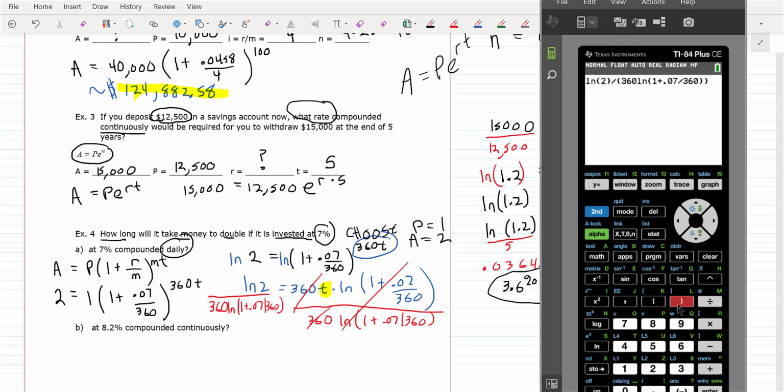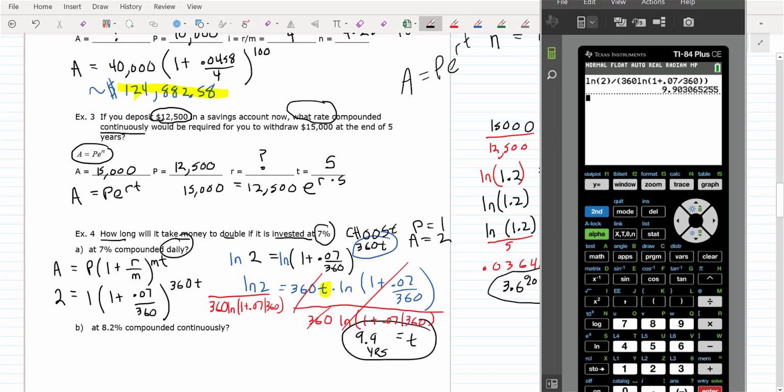The thing you have to understand is the calculator has to do this before it divides all that stuff. And if you don't put those parentheses, the calculator will go ln2 divided by 360 and then times the ln, which is totally wrong. So you have to have that in a set of parentheses. Then when you put that in, there's your answer. The time would be about 9.9 years. That's how long it takes that money to double.